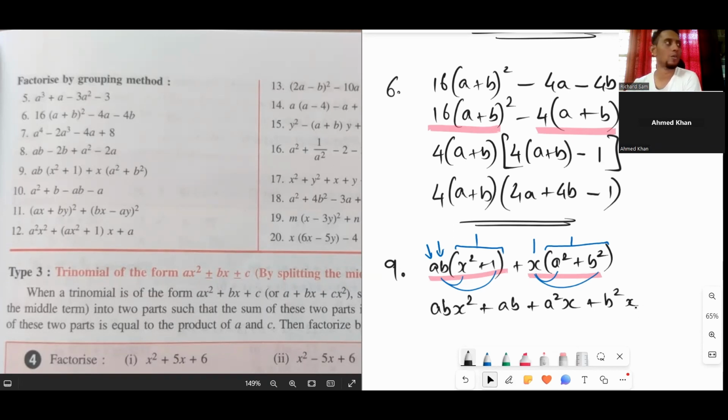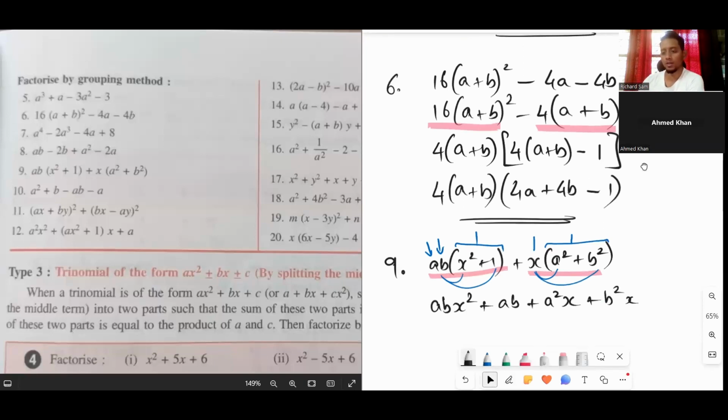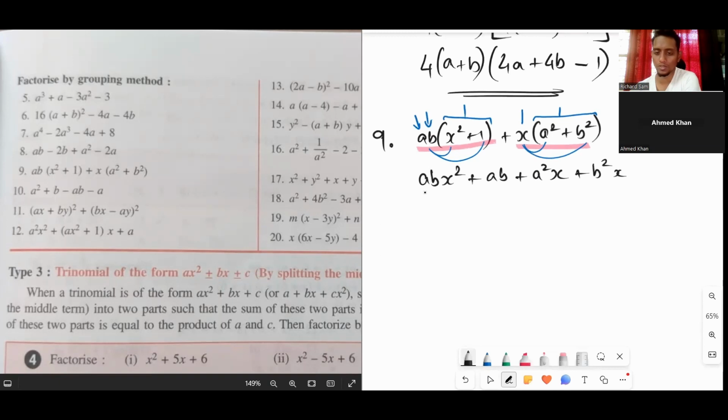Is there anything common in all the 4 terms? Nothing is common in all 4. So again, we have to do regrouping. Look at the first 2 terms. Anything common in the first 2 terms? AB. Okay, let's try that. So we'll take AB outside. Oh, then we'll get back the first. If you just simply multiply, we'll go back to the previous step. You understand? So you have to rearrange it.